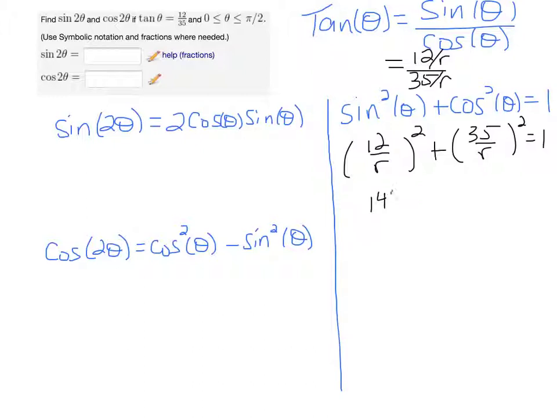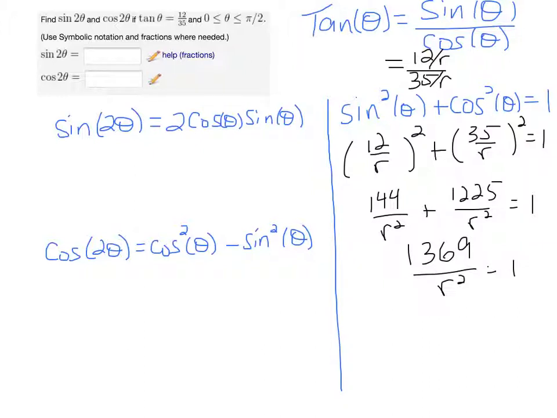So that'll be 144 over r squared plus 1225 over r squared is equal to 1. And that is 1369 over r squared equals 1, and that means that 1369 equals r squared. Since I'm looking for a radius, I only need the positive square root, and that gives me r is 37.